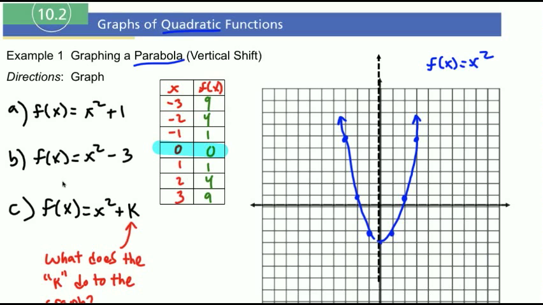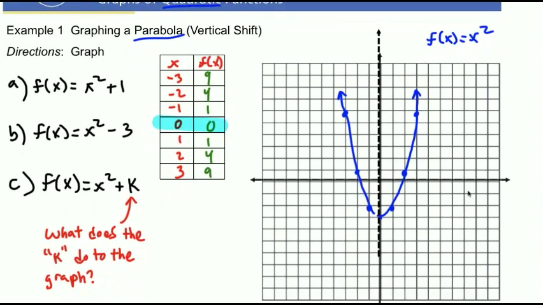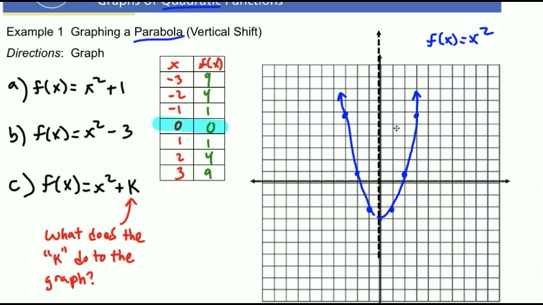Now what about f of x equals x squared plus k? What does the k do to the graph? That's basically what I want us to learn in this lesson: what does the k do? Whatever k is, what is it doing to the graph? Well, it's taking the original graph and moving it vertically up and down the y-axis. That's all it does. So that's why this is called a vertical shift. So what does the k do? It gives it a vertical shift. Okay?